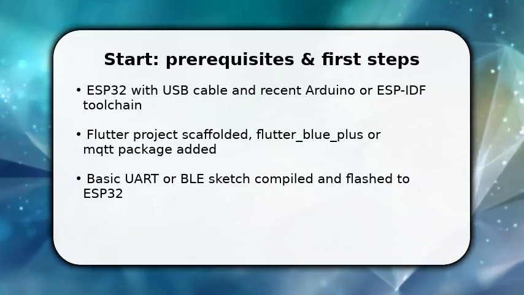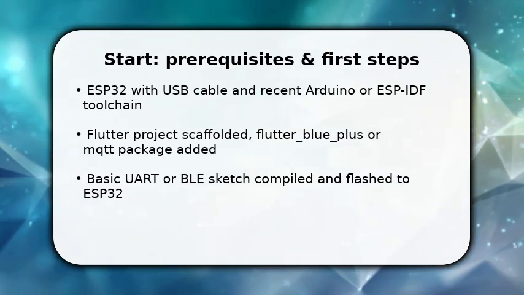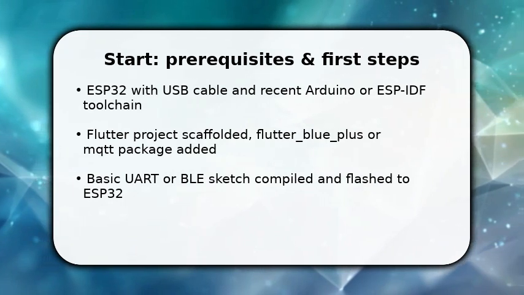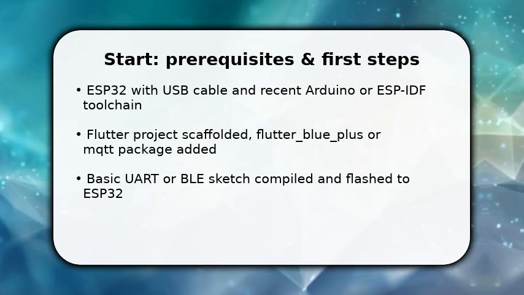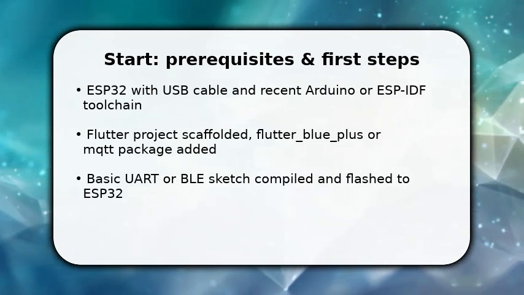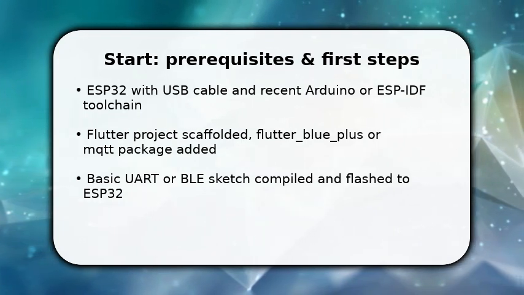You already have the essentials. Now begin. Connect your ESP32 via USB and open the serial monitor to confirm boot messages. Once done, flash a minimal firmware exposing the interface you chose, BLE-GATT with a service and characteristic, or a simple UART over serial to Wi-Fi bridge.